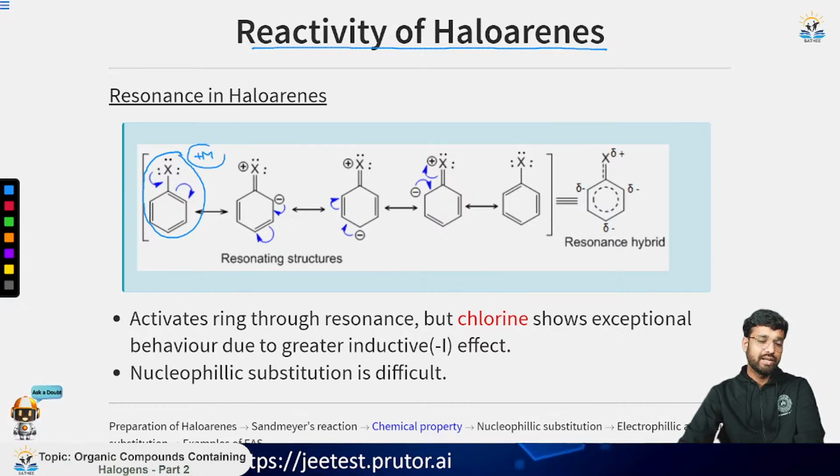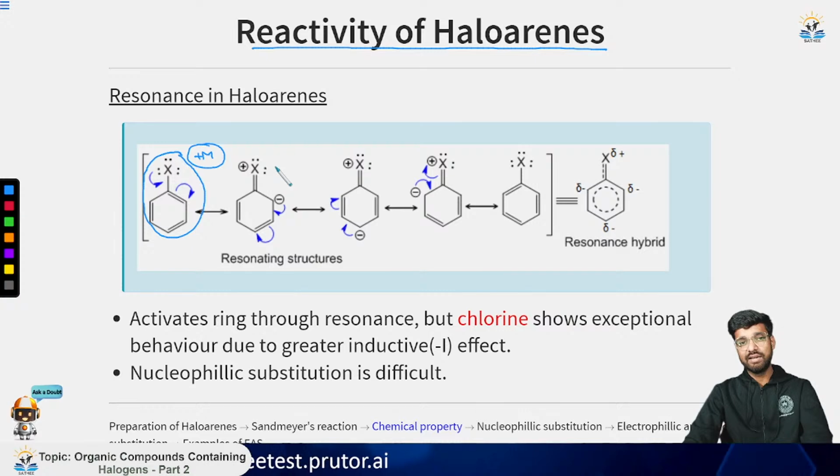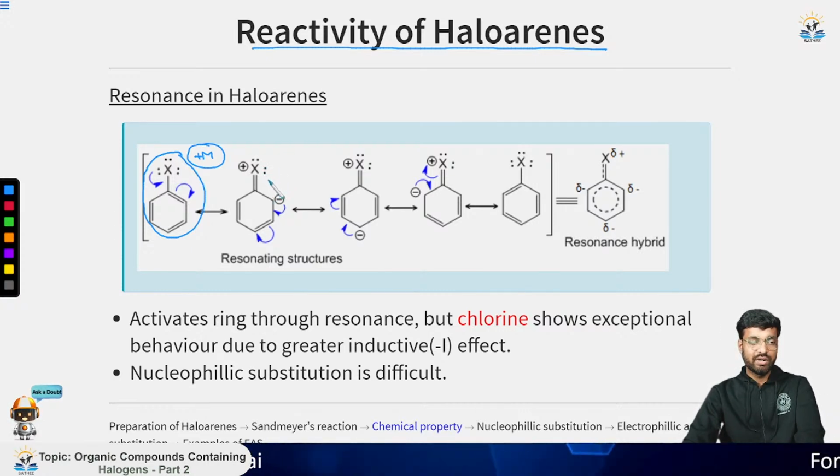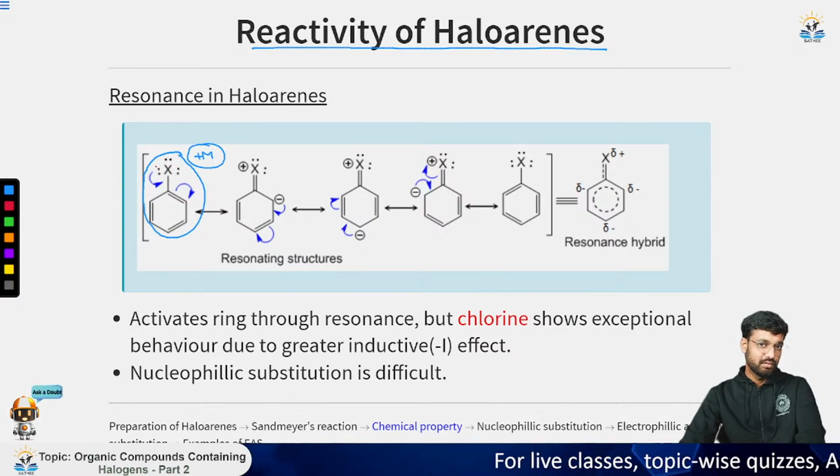So I will give you a trick in the later slides to decide whether something will give plus M or minus M. There is a simple trick for it. For now, consider that this halogen is giving the plus M effect. It has three lone pairs, 1, 2 and 3.